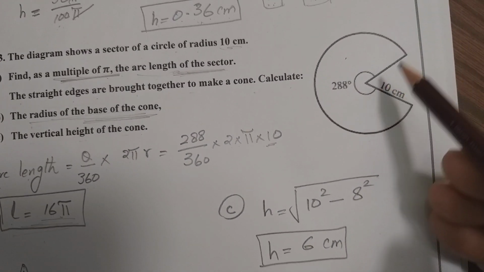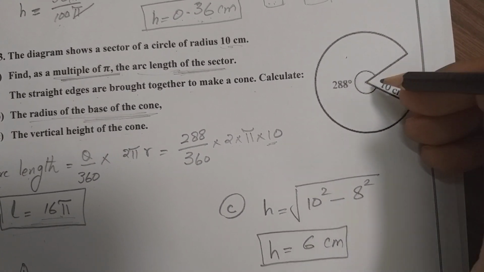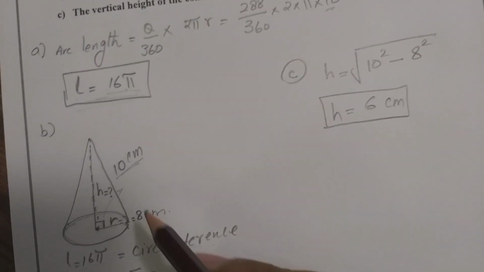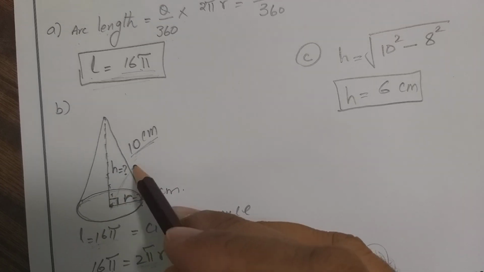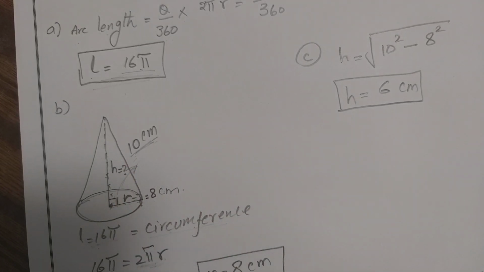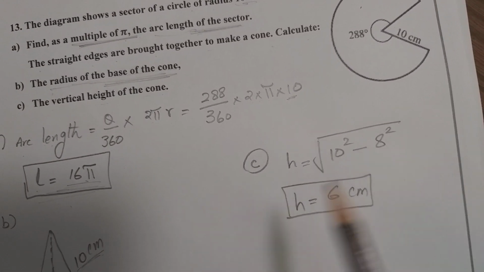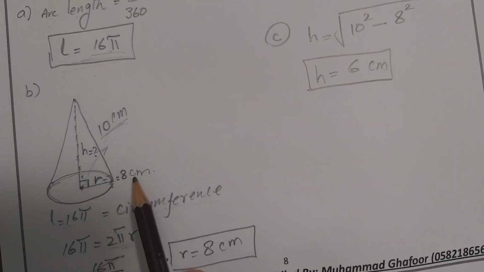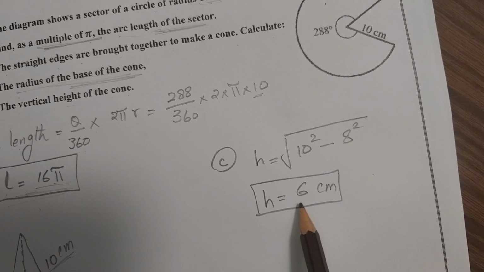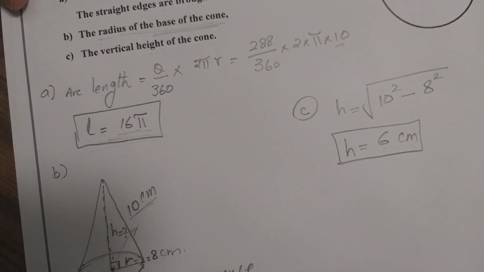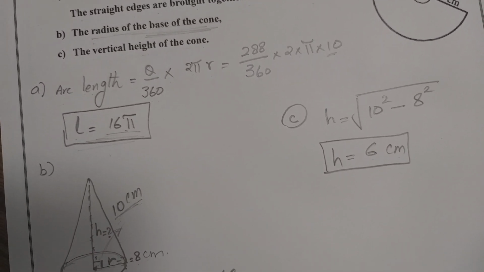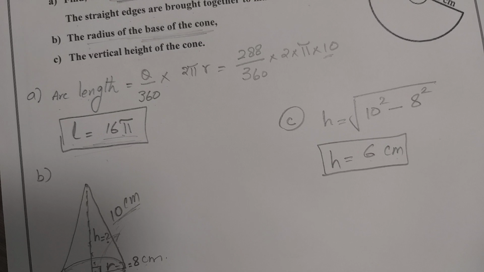After joining from the center, this becomes the top of the cone, and this becomes the circular part. So the slant height is 10, which is the longer side, the hypotenuse. So we use the longer side squared minus the short side squared, and after taking the square root you find 6 centimeters, which is the height of the cone. Hope you understand this very interesting question, question number 13.